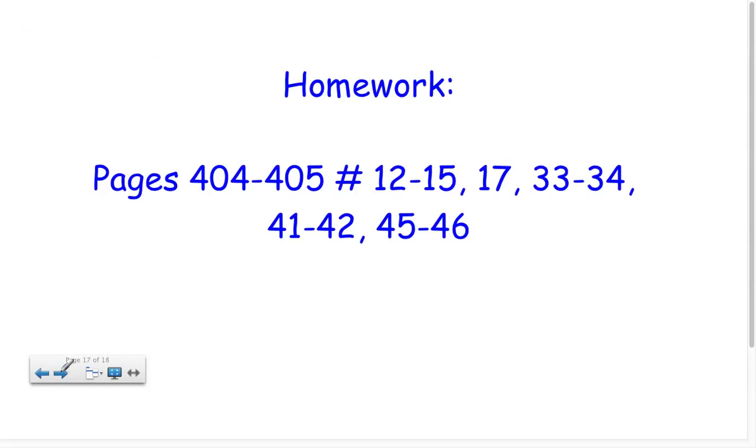Summary. The homework for this lesson is pages 404 to 405, numbers 12 through 15, 17, 33 to 34, 41 to 42, 45 to 46.